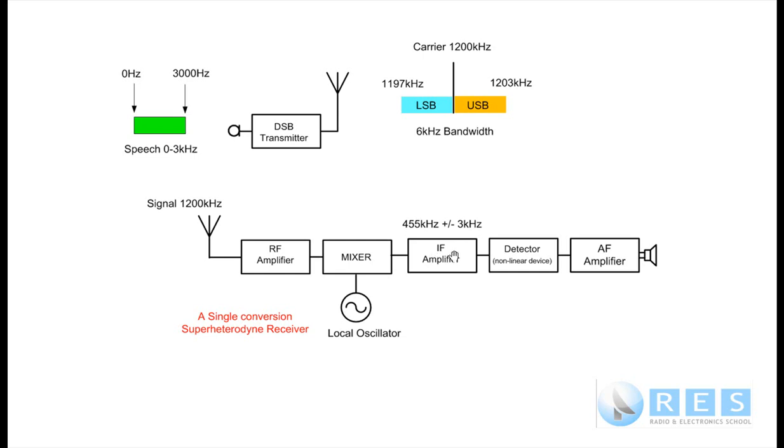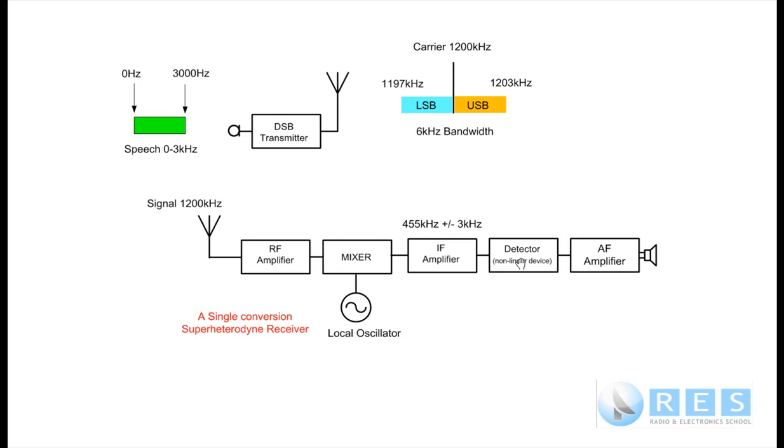It might have bandpass filters in there as well to increase its selectivity. So it has high selectivity and high gain. That gives our receiver high sensitivity and it gives us high selectivity. It gives us the ability to receive one signal only and reject all others.